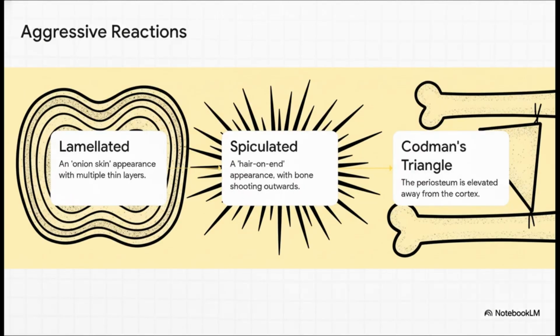These aggressive reactions have some really distinct patterns. You might see a lamellated or onion skin look, with all these thin layers, or a spiculated, hair-on-end appearance, where new bone is literally shooting out from the surface. And then there's Codman's triangle, where the periosteum gets lifted right off the bone. Every single one of these is a major red flag for aggressive behavior.